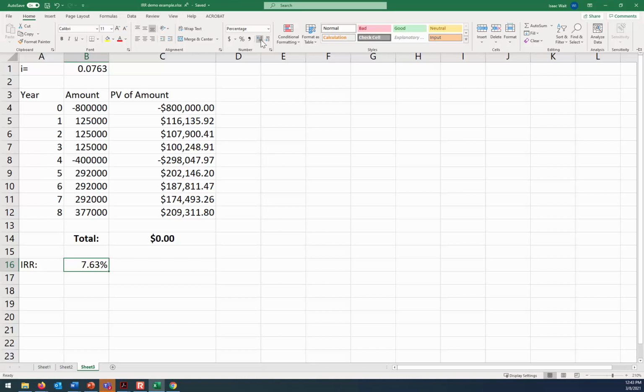So that IRR function is pretty convenient. It's a good way to double check. Just make sure that you use it on the amounts themselves and not on the PV amounts, because then you'd get the wrong interest rate. Okay, excuse me.